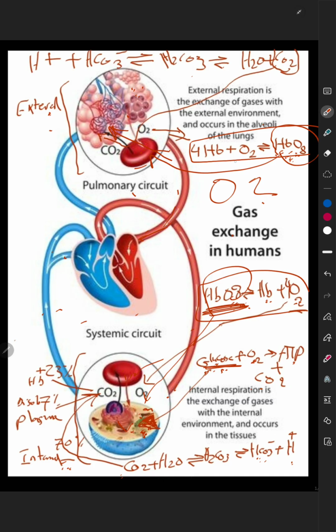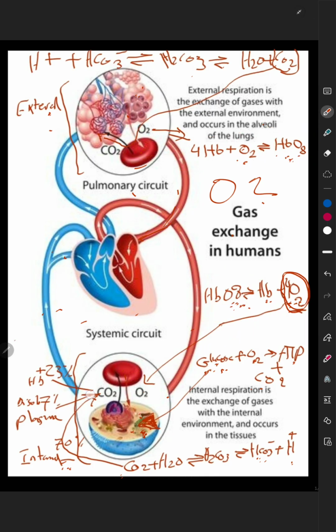Or if you see the oxygen as a reactant in the reaction, it means the oxygen is being released from the alveoli, which means this reaction happens here in the capillaries that surround the alveoli. While if you see the oxygen as a product in the reaction, we say that this is the last step and this oxygen should go to the body cells.